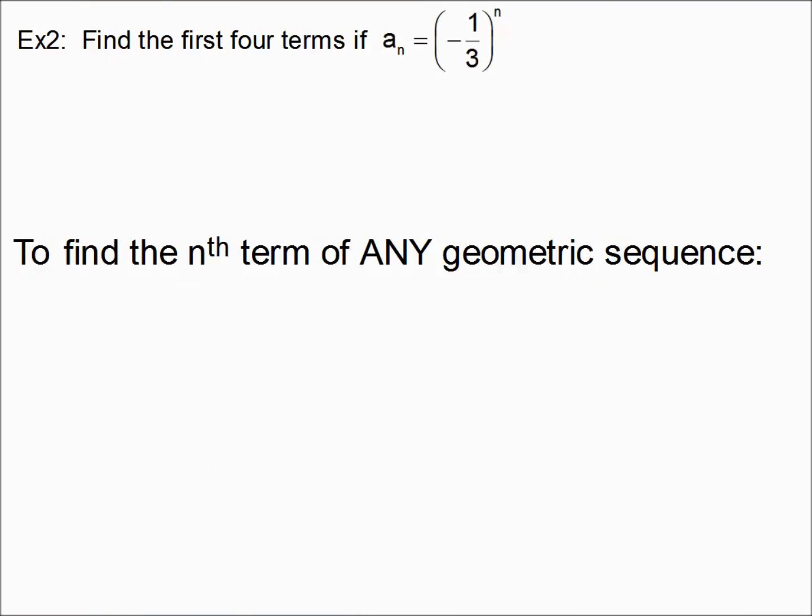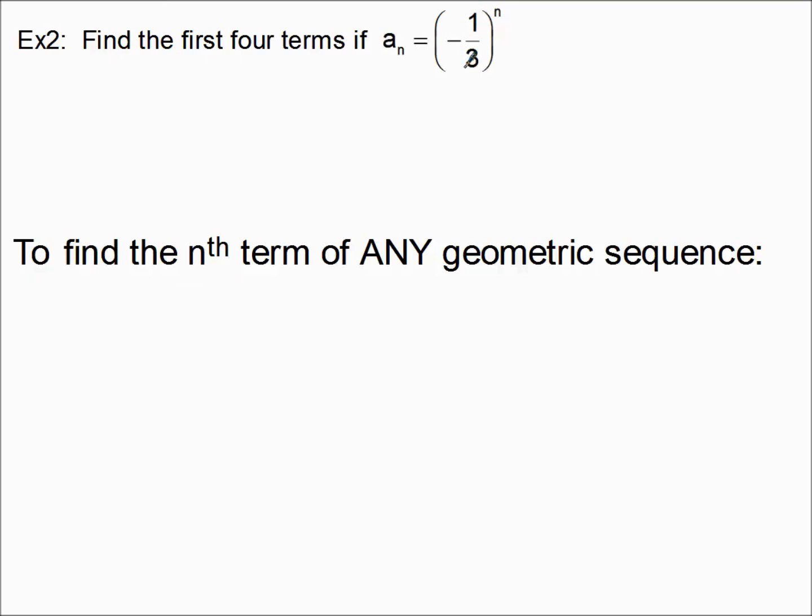So example 2, let's just do one more. It says find the first 4 terms. If a sub n, we have a new rule. This time it's negative 1/3 to the n power. Since I see a base, something raised to an exponent, I know that this is going to be geometric and the R is going to be negative 1/3.